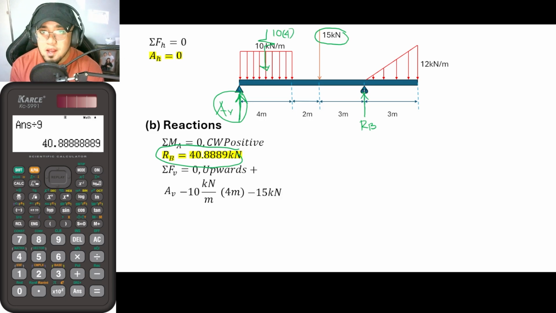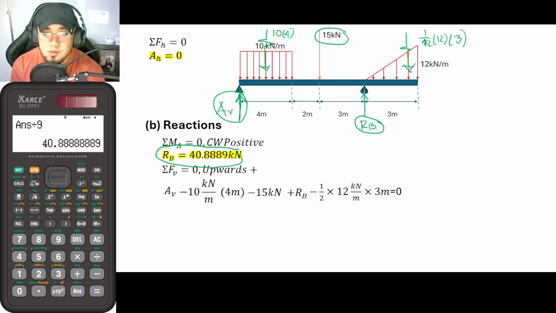What else do we have here? We also have here RB, which I assume to be upwards. So plus RB. And you also have this force here. Once again, we have its resultant acting at this portion, and its resultant is its area, that is 1 half times 12 times 3. So minus 1 half times 12 times 3. Once again, it is negative since it is acting downwards.